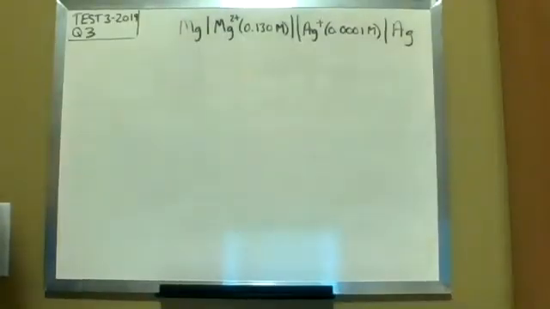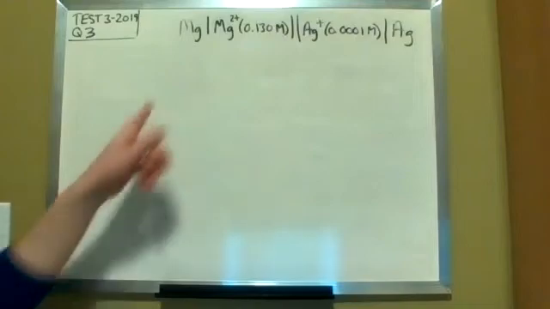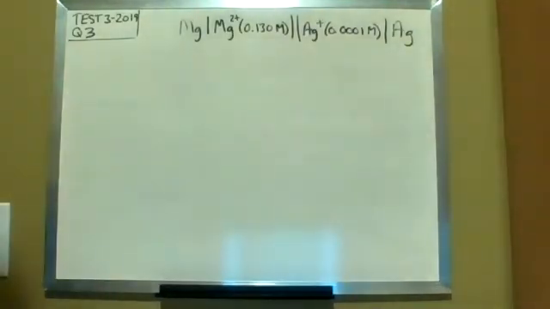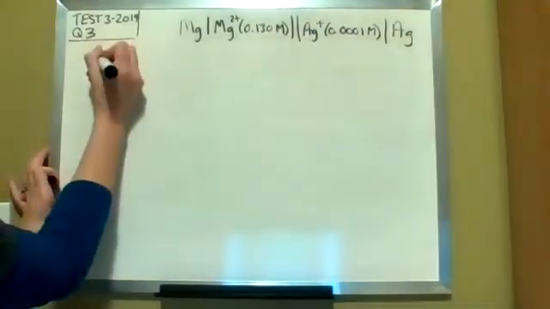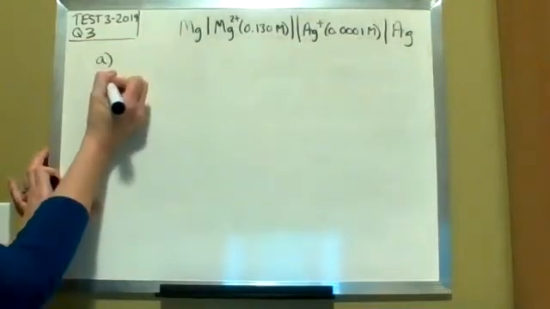Hello, everyone. This is question 3 of the 2019 test 3. I'm told that a reaction occurs in a voltaic cell given by this notation that I've just written down here. Now, part A wants you to write out the half-cell reactions and the overall one.